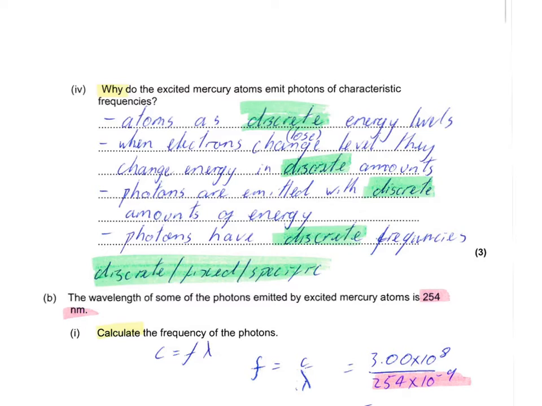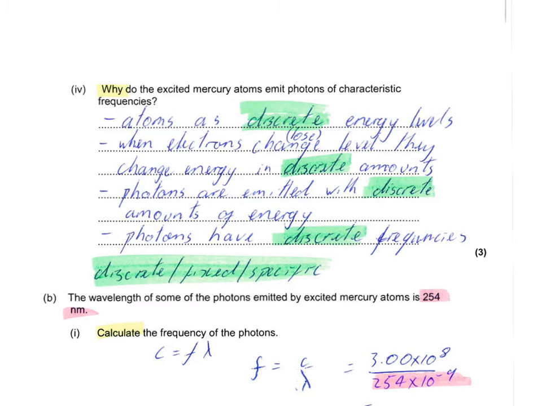Why do the excited mercury atoms emit photons of characteristic frequencies? Essentially, this is about energy levels and photons being emitted as electrons drop down energy levels. So we've got to explain what we mean by an energy level, and it's really about atoms having discrete energy levels. So there's specific energies only which the electrons can have within the atoms. So we've got these discrete energy levels, and when the electrons change, in this case we're talking about losing energy, change their level, they therefore are going to change energy in discrete amounts.